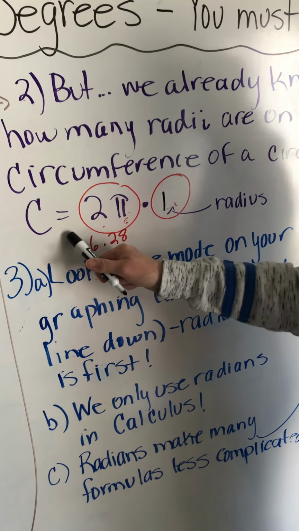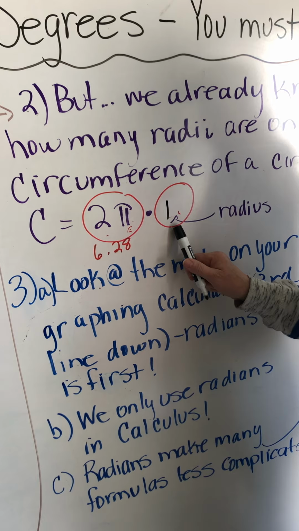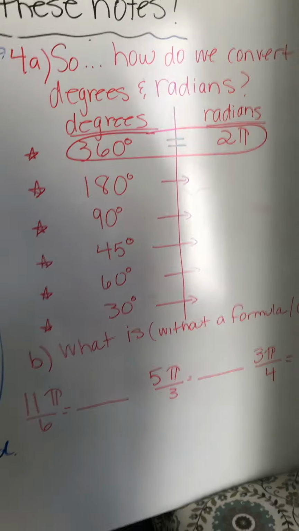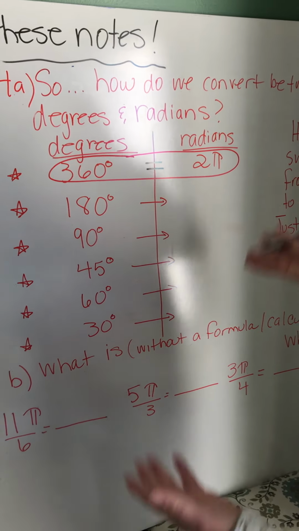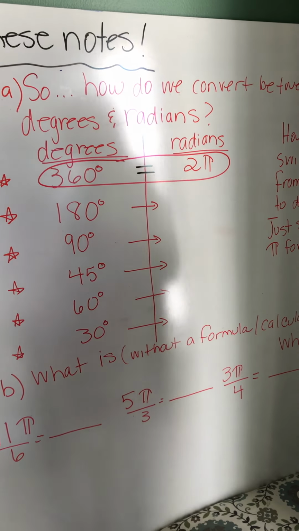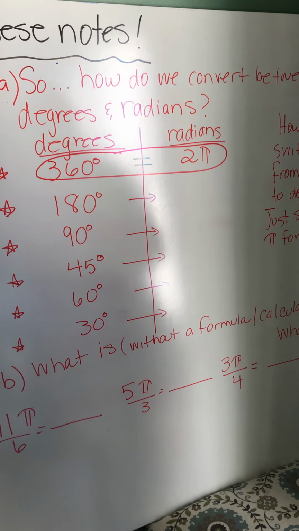So a circumference is 2 pi in radians around, and we also know that that is 360 degrees. That's how we know these two are equal. Okay, let's talk about some other degrees that you're going to see on the unit circle because we write those in radians, right? And let's see what they are.